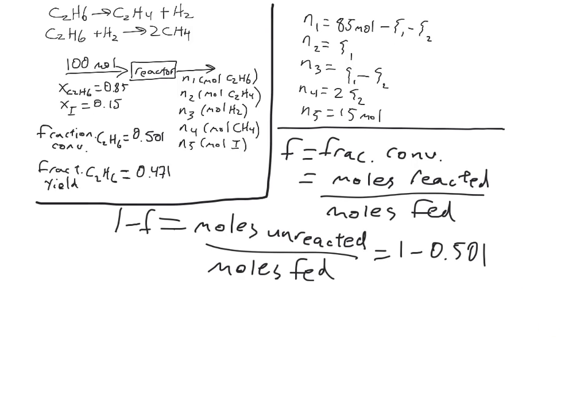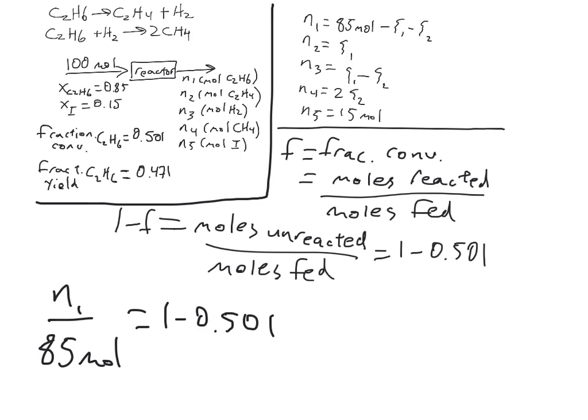So we can rewrite this as the number of moles unreacted, that's equal to N1 over the number of moles fed. In this case, that's 85 moles, and that's equal to 1 minus 0.501. So we now have an equation that relates N1, the outlet of C2H6, the amount unreacted, the amount of C2H6 that enters the reactor and leaves as unreacted, to the fractional conversion and the amount fed, or the inlet.